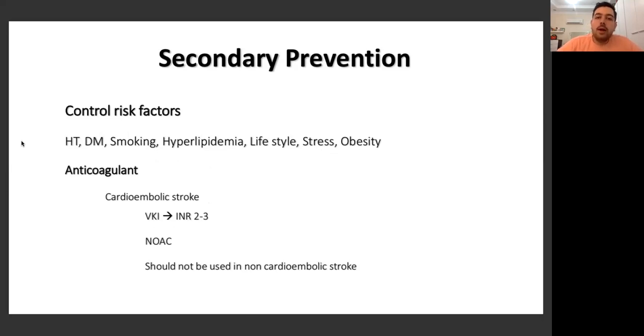Now, what about anticoagulation? So patients who develop a stroke, do we place them on warfarin or heparin? The answer is no, except in a few cases.